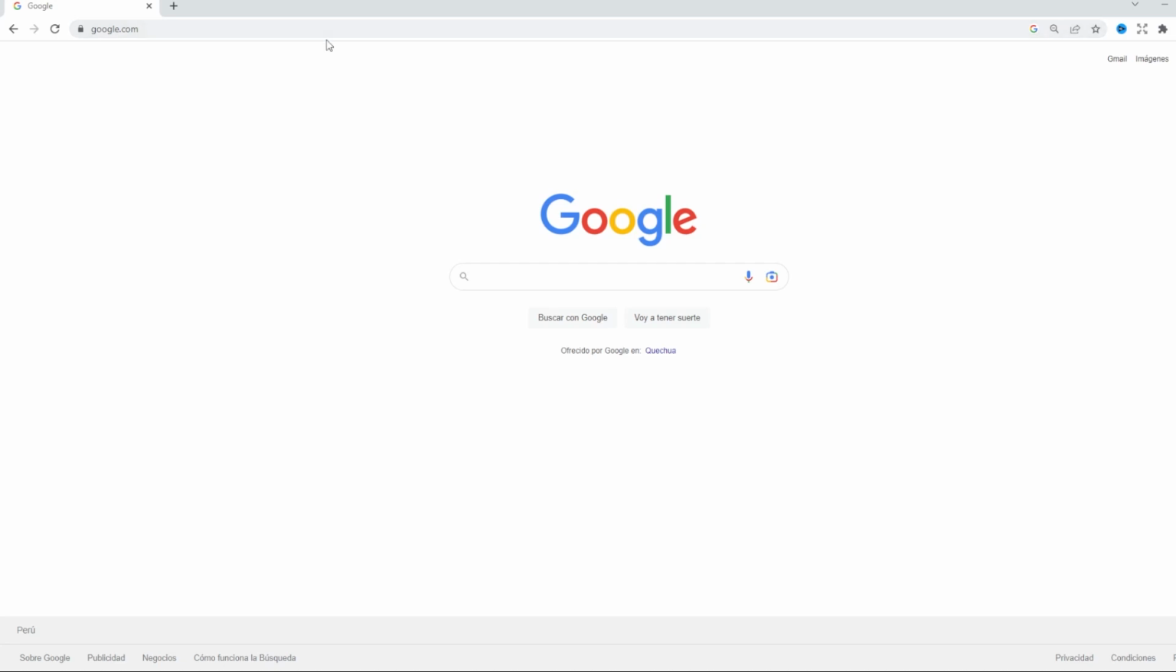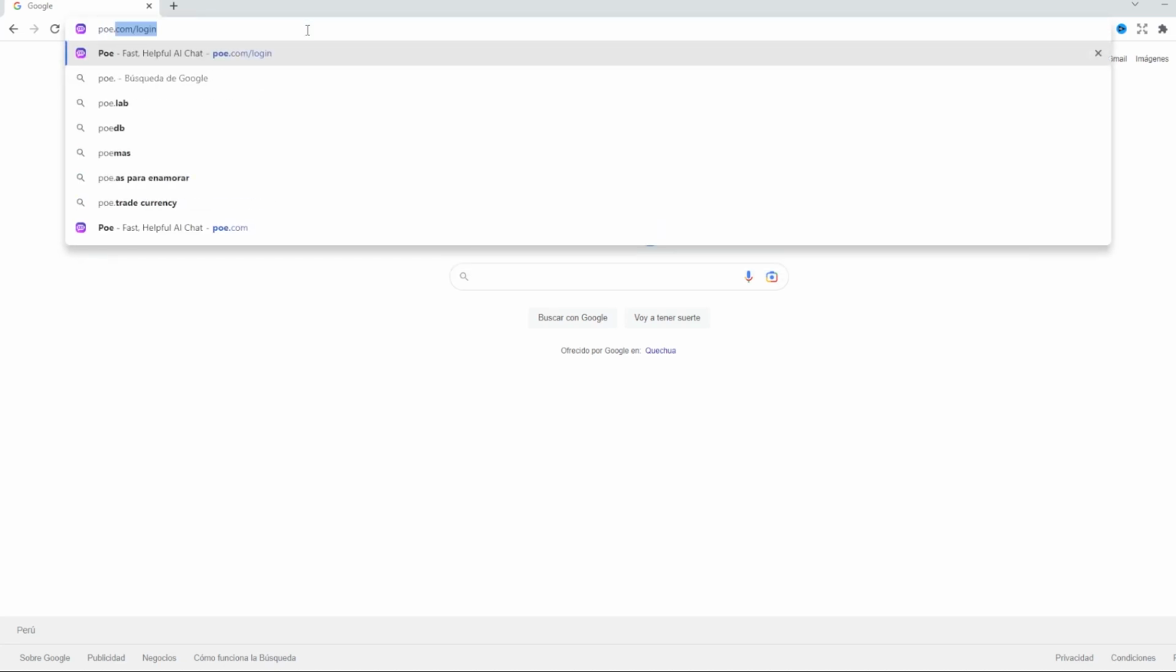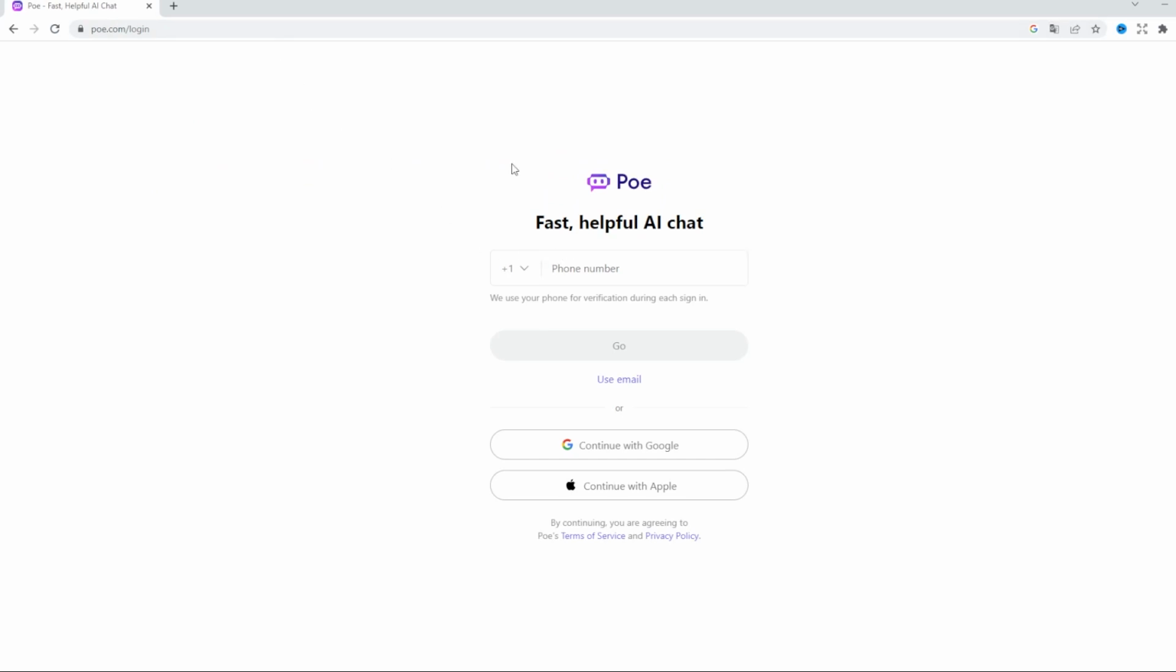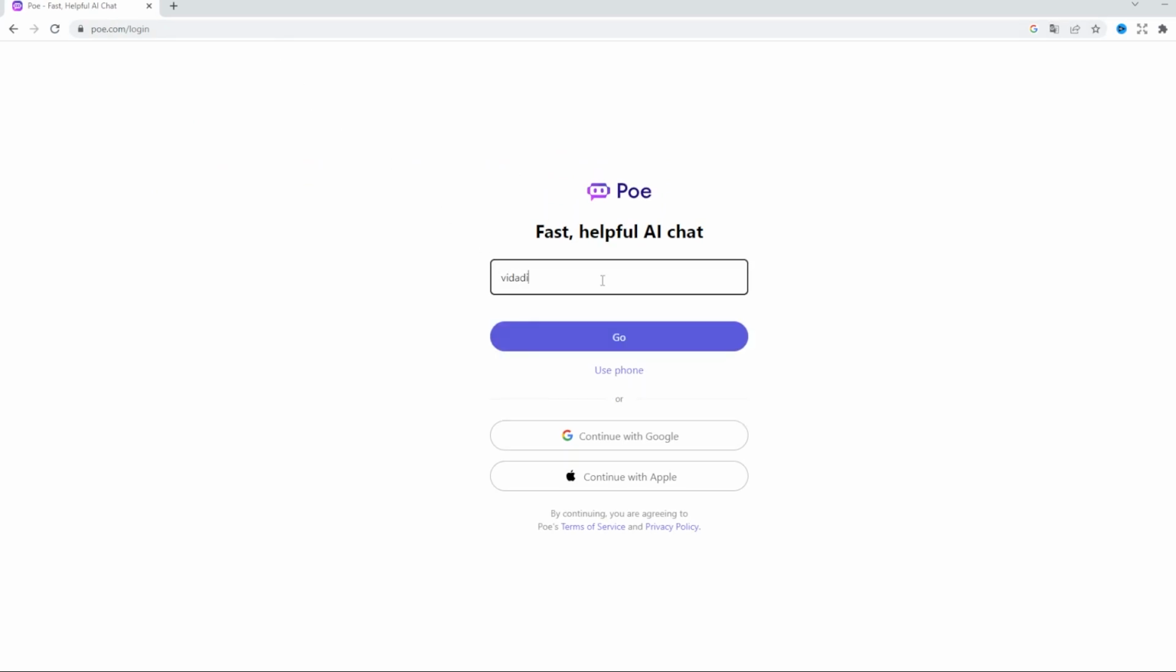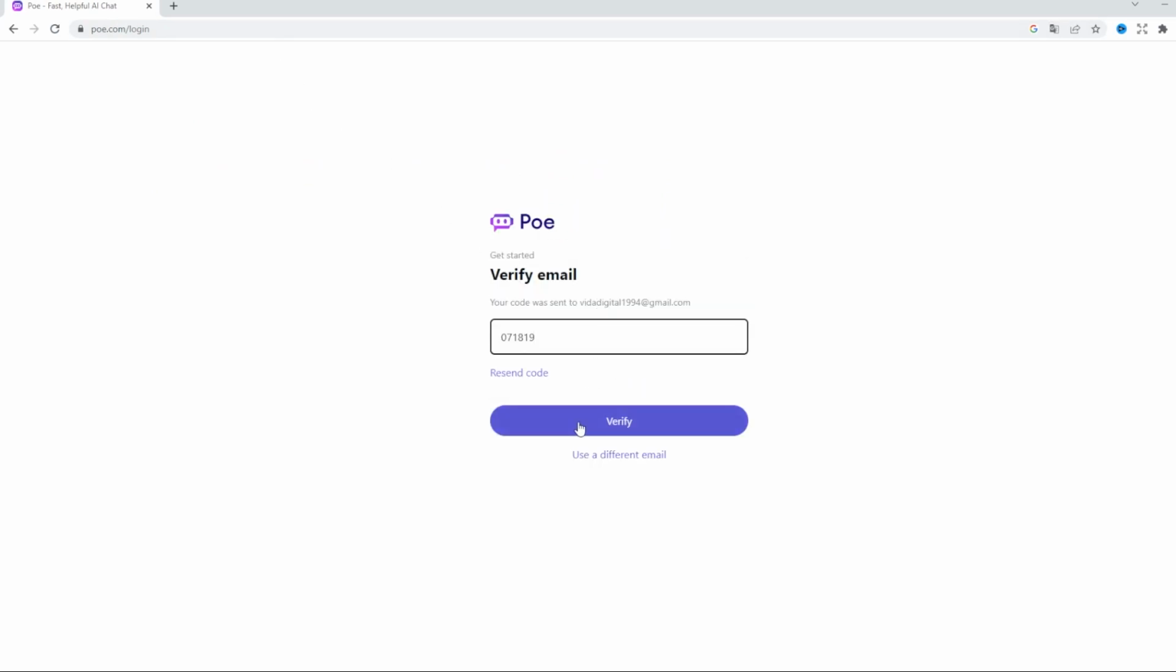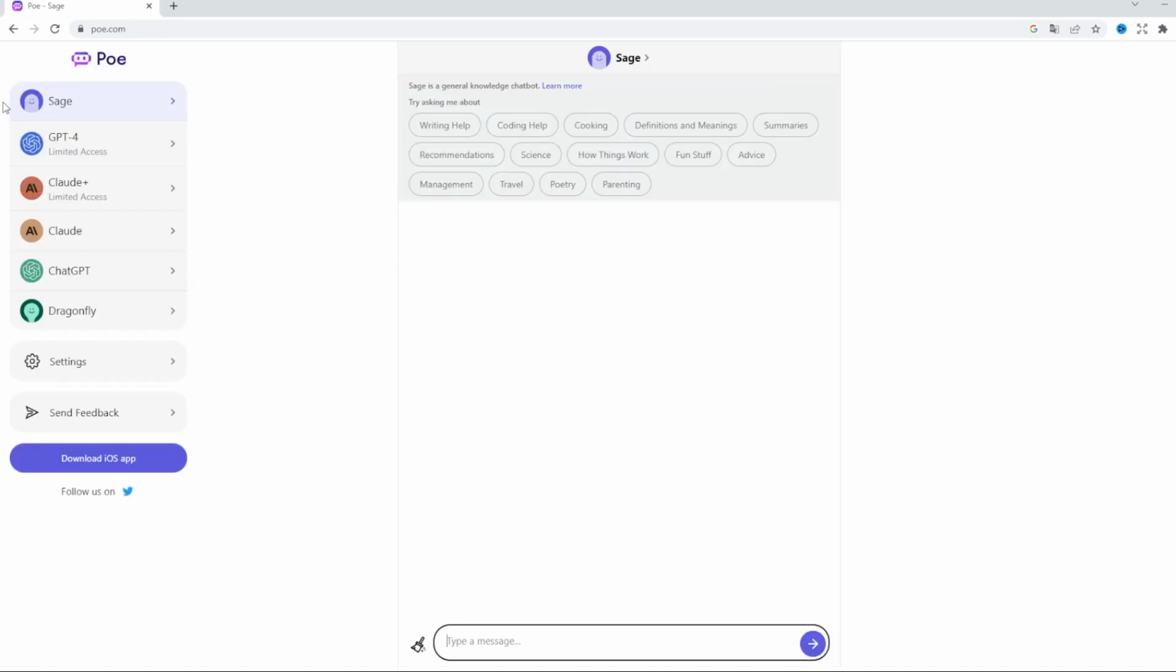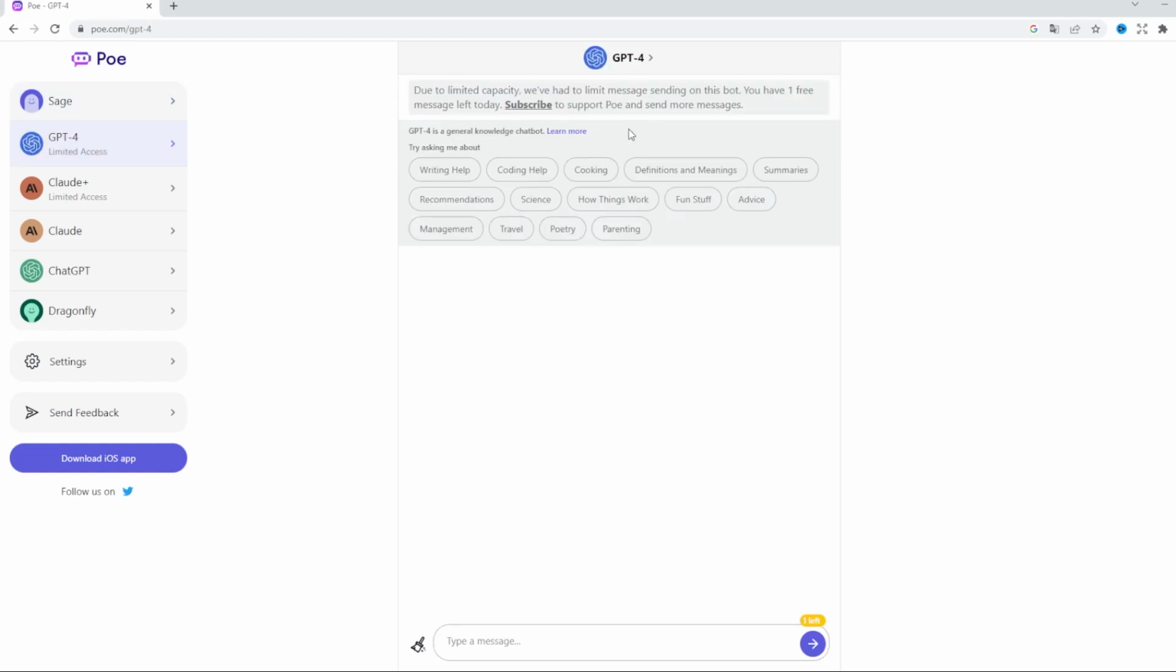So we go to the computer. Well, in order to try GPT-4 completely free of charge, we are going to go to poe.com. We're going to register using our Gmail. We paste the code that came to us, we verify, and we already have access to the Poe chatbot. Here, as we can see, is the GPT-4 artificial intelligence language model. Unfortunately, this chatbot only gives us one free message per day.